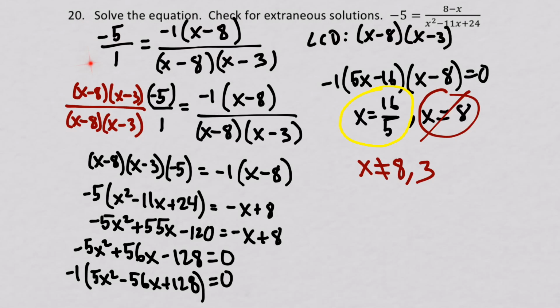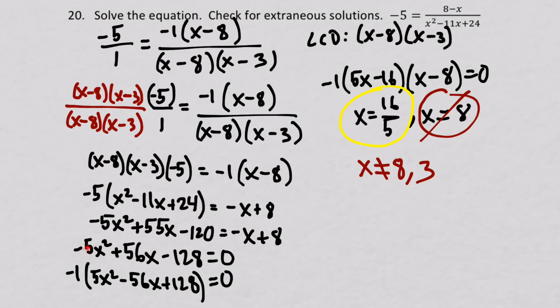So I multiplied both sides times x minus 8, x minus 3. And I got x minus 8, x minus 3 times negative 5, x minus 8, x minus 3 times 1. So I got this as my numerator and this as my numerator because the denominators canceled out. I multiplied it all out and I got negative 5x squared plus 55x minus 120 equals negative x plus 8. I moved everything to the left side to put it in standard form, so plus x. So 55x plus x is 56x, negative 120 minus 8, negative 128.